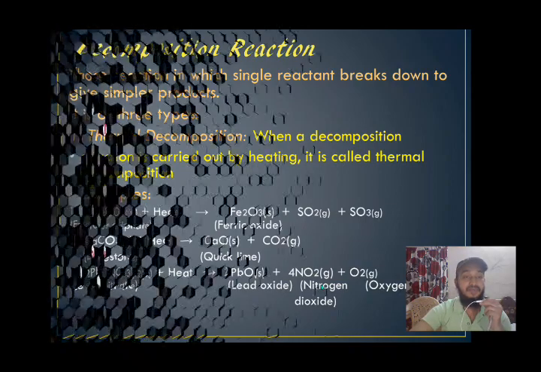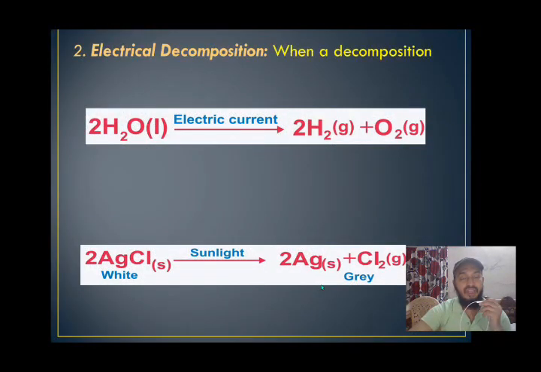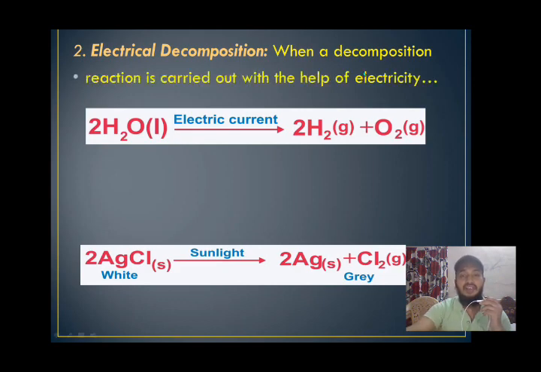The next is electrical decomposition. When a decomposition reaction is carried out with the help of electricity, meaning when we pass electricity through the substance, for example through water, when we pass electric current, water gets decomposed into hydrogen and oxygen gas. So this is an example of electrical decomposition because in this reaction we are using electric current.